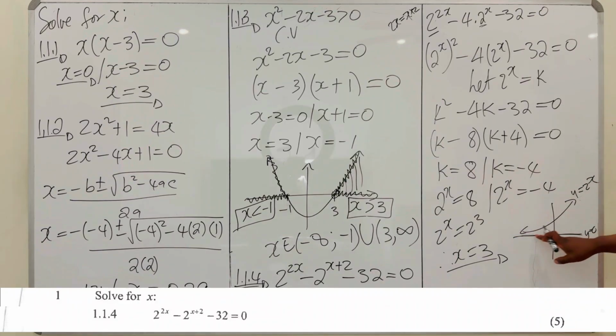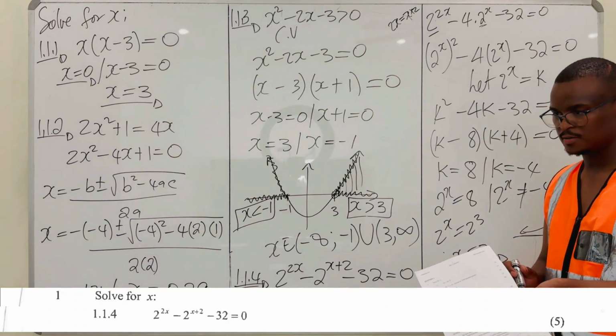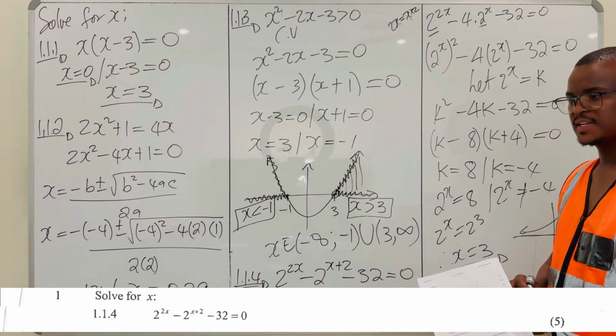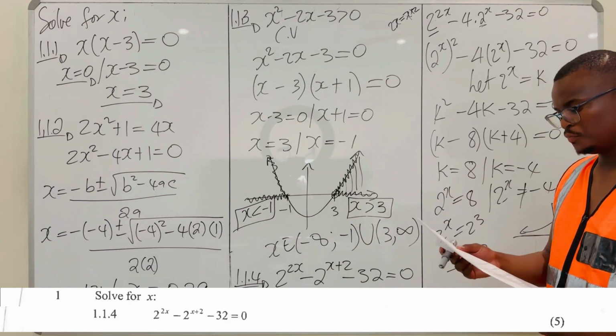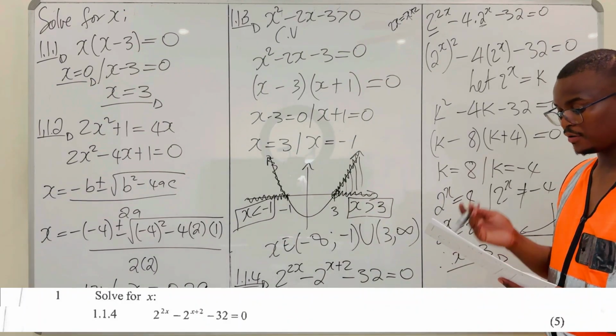Your exponential has a horizontal asymptote here, y is equal to 0. Then if you have a horizontal asymptote at y equal to 0, how is it going to cross and get to -4? It's not possible. So this is no way. Cancel that. So the only valid x value is that one. Does it make sense? Yes. Okay, so we're done with 1.1.4.